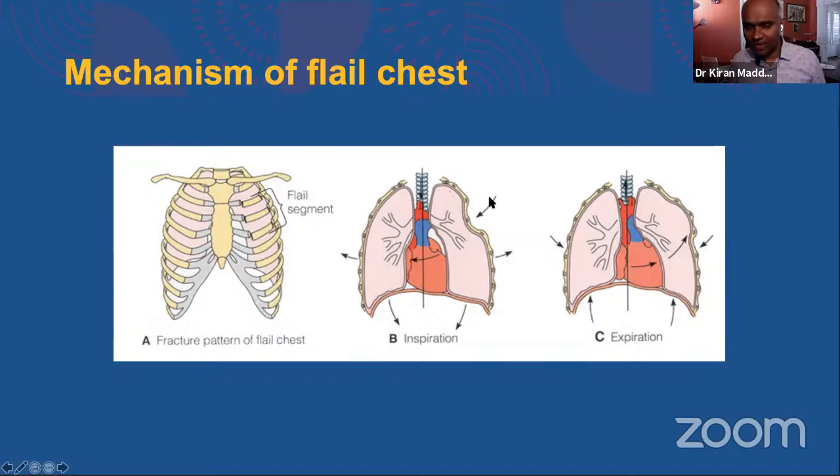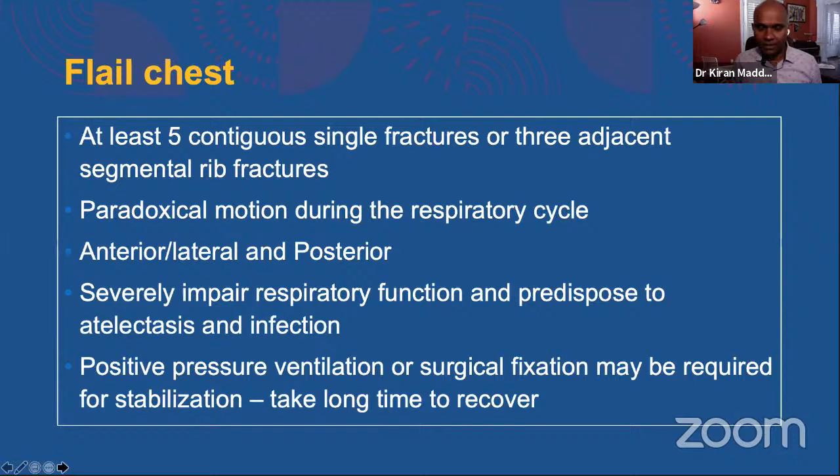is supposed to expand outward, whereas paradoxically, the fragmented segments, because of the intrathoracic pressure, are pulled inside. Whereas on expiration, when the chest wall is moving in, the flail segment goes outward. This is called paradoxical inspiration. So at least 5 contiguous single fractures or 3 adjacent segmental fractures are needed to cause this flail chest.